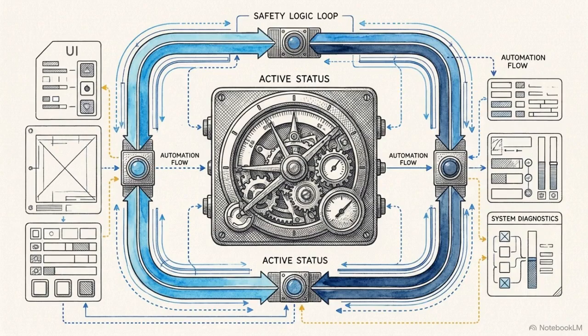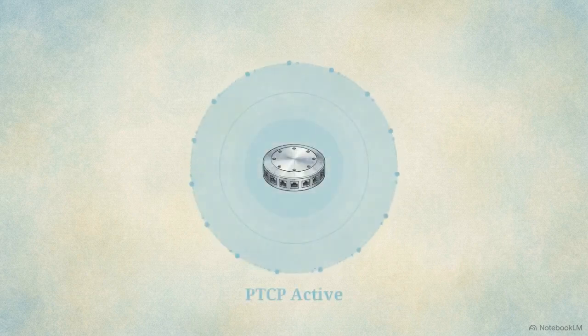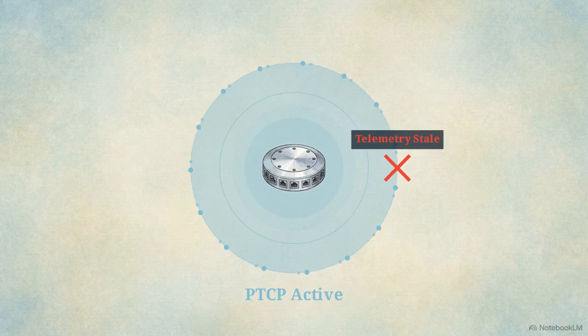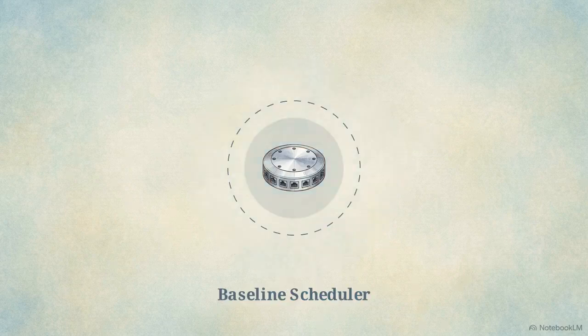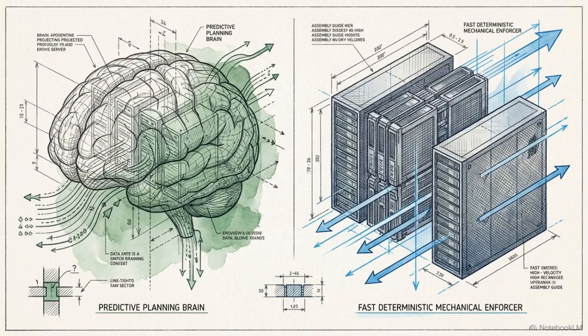Finally, the system operates on a closed-loop safety fallback. If telemetry goes stale or a physical switch fails, the PTCP policies automatically expire, and the cluster immediately reverts to its certified default scheduler behavior. By splitting the architecture into a slow, predictive planning brain and a lightning-fast enforcer, you accelerate the substrate without ever putting sign-off safety at risk.